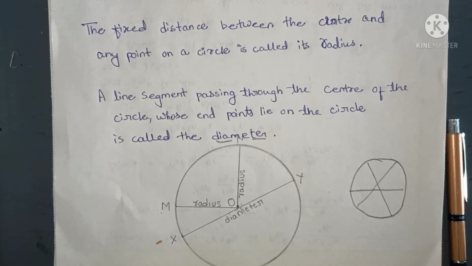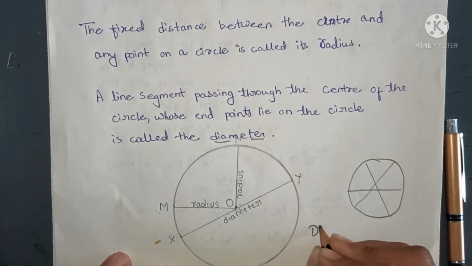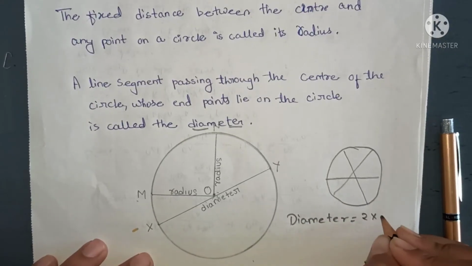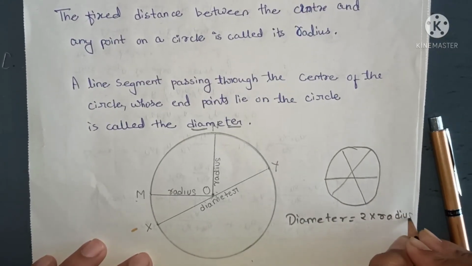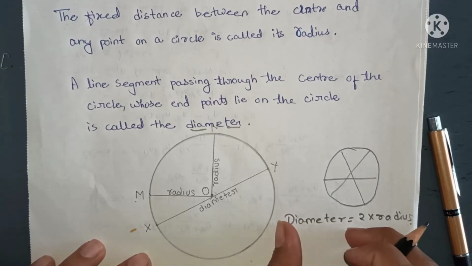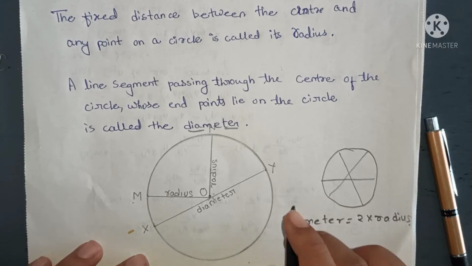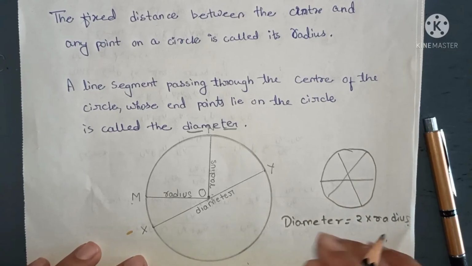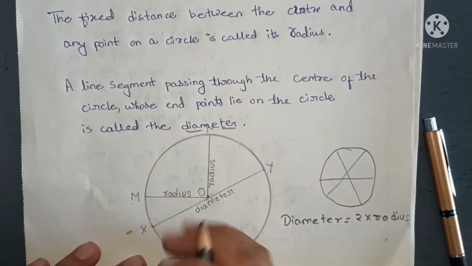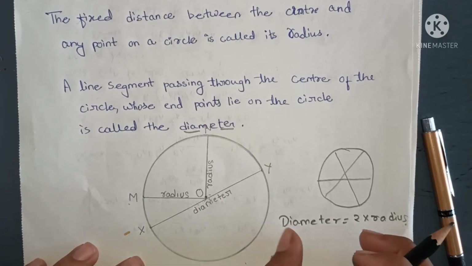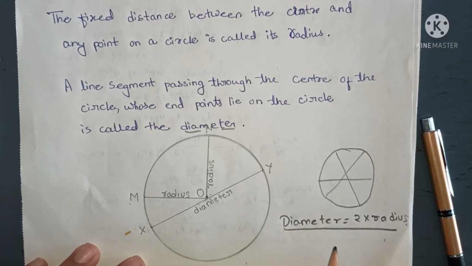Now, diameter is 2 times the radius. That means if we add 2 radii or if we multiply the radius by 2, then we will get the measurement of the diameter. Okay? And to find the radius, if we divide the diameter by 2, then we will get the radius. If we divide the diameter by 2 we get the radius, and if we multiply the radius by 2 we get the diameter. So this is what you need to learn.